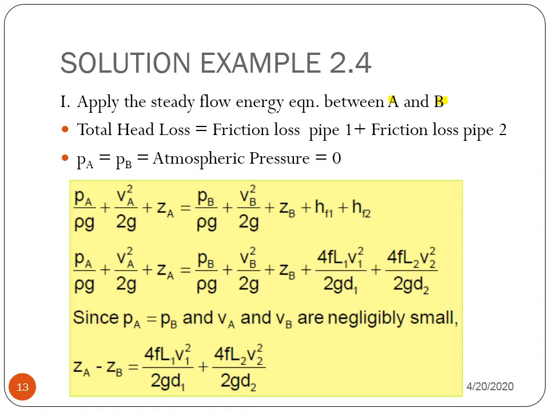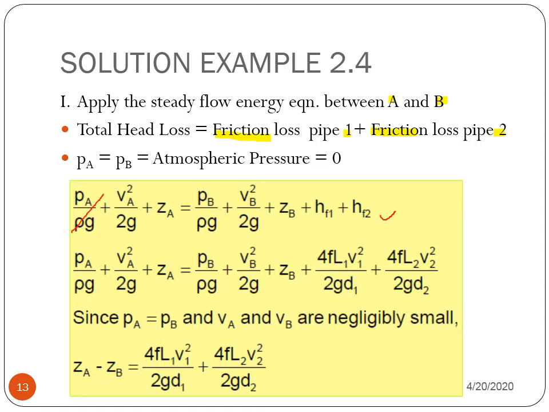For total head losses, we will consider friction loss for pipe 1 and friction loss for pipe 2, since pipe 1 is connected A to D, and pipe 2 is connected from D to reservoir B. And we know the equation will be as this first equation.